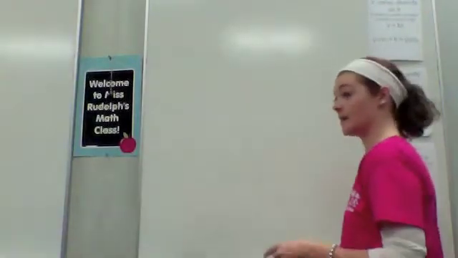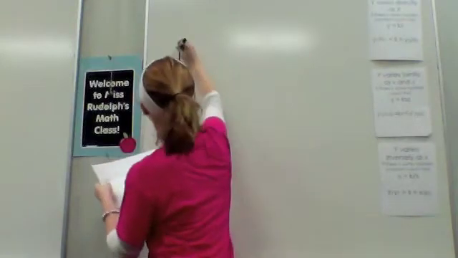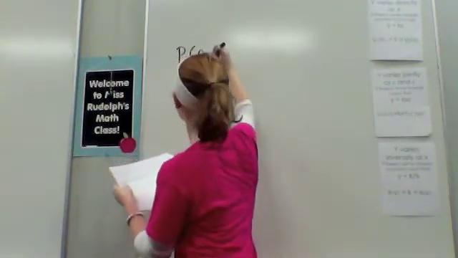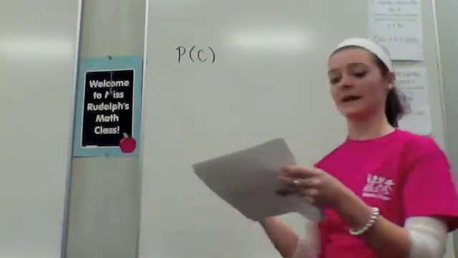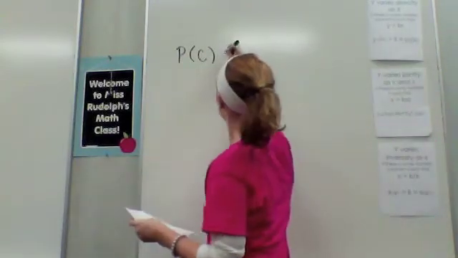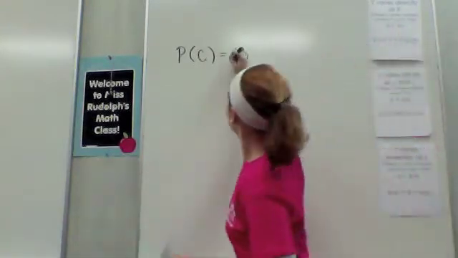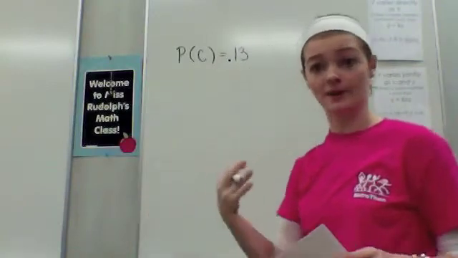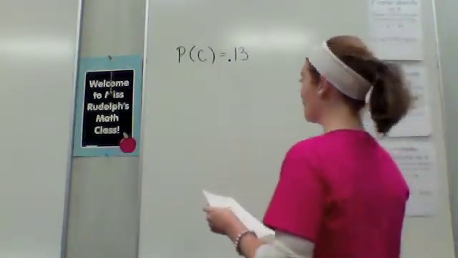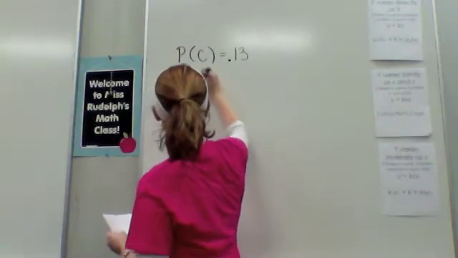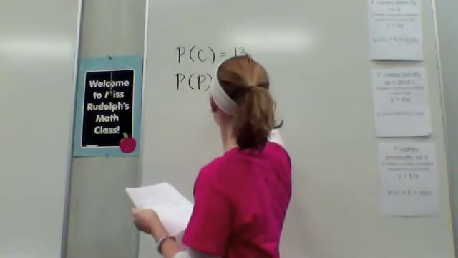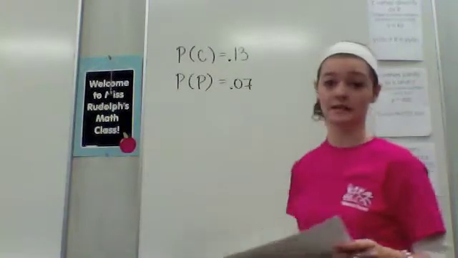All right, so we're now going to get into an example problem. My example problem reads: Calvin and Phoebe are visiting the children's ward at the hospital. The probability that Calvin will get the mumps is 0.13, which can also be represented by 13%. And the probability that Phoebe will get the mumps is 0.07, or 7%.